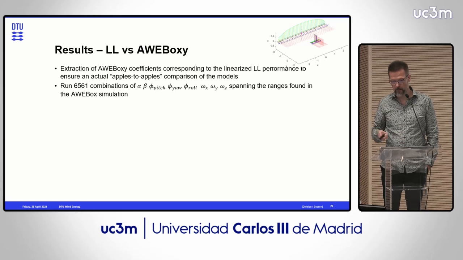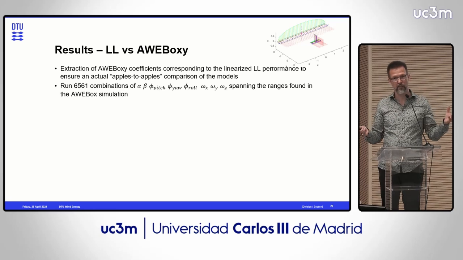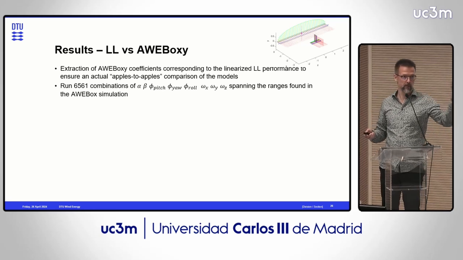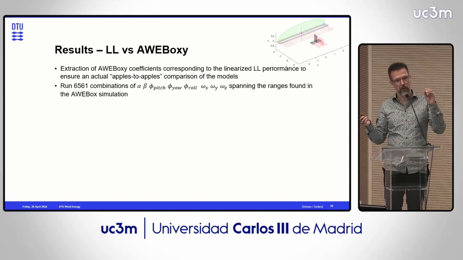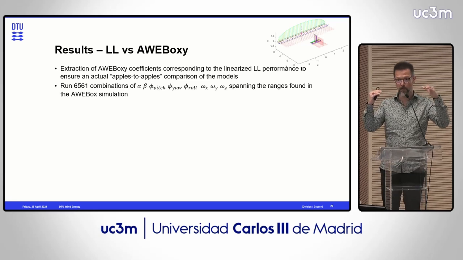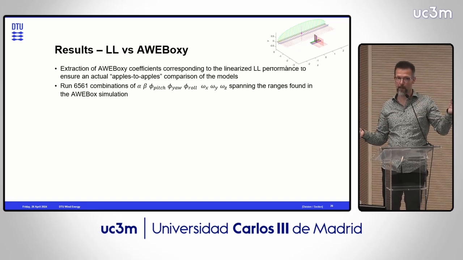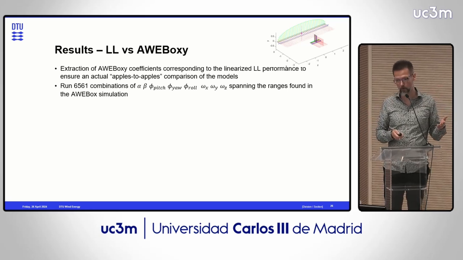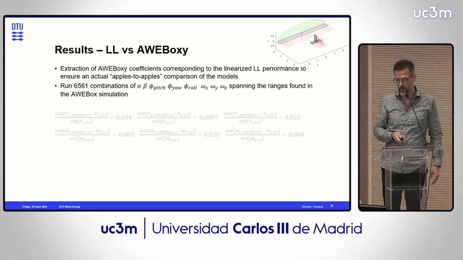So I ran 6,561 cases with combinations of all these input parameters. And then I ran the lifting line model, and I ran the Airbox aerodynamic model, but with coefficients that I extracted from my lifting line model, such that I'm comparing apples to apples and not apples to the coefficients found in a paper of something with a slightly different geometry. So this is checking how well the model stacks up, because the lifting line model takes everything in a nonlinear way into account.